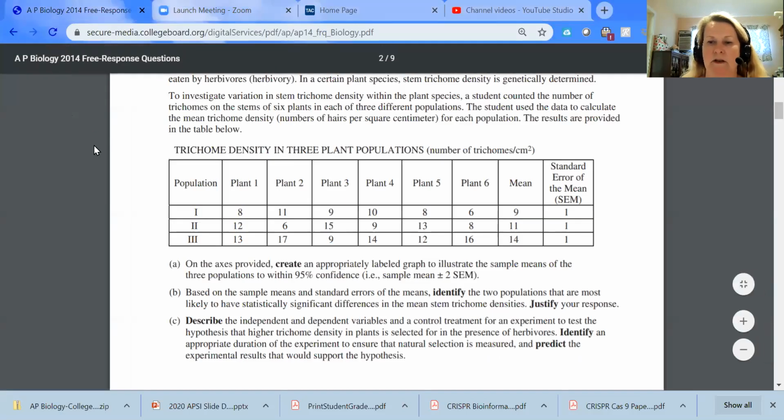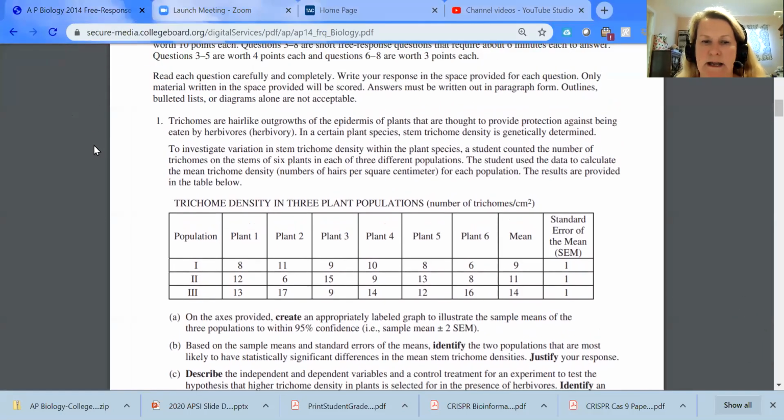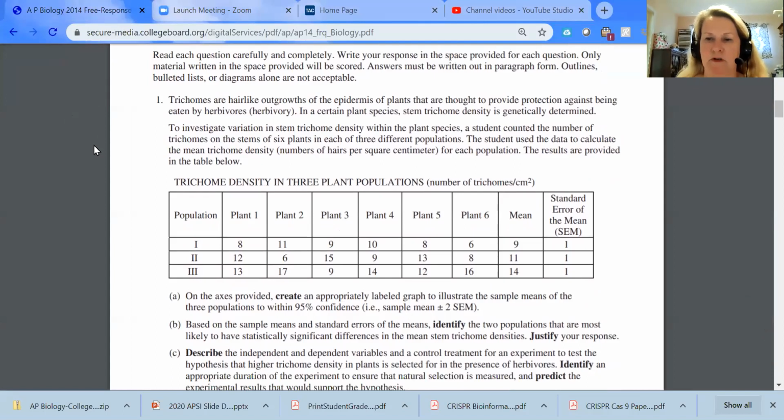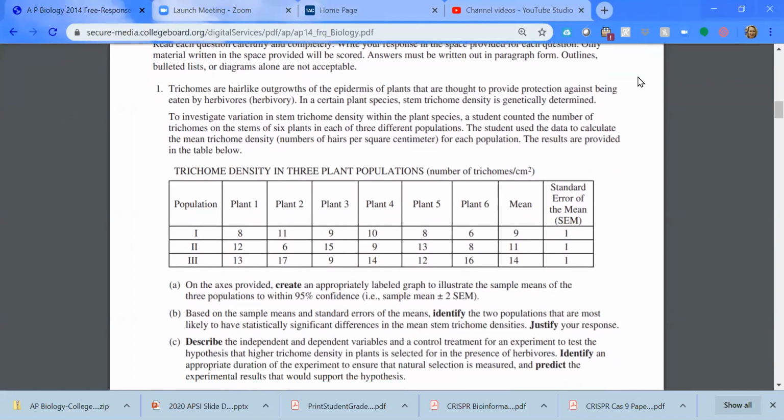Okay, this was the 2014 AP Biology exam, question number 1, which is the first time they ever put 95% confidence intervals on the AP exam. So the question read as follows. Trichomes are hair-like outgrowths of the epidermis of plants that are thought to provide protection against being eaten by herbivory. In a certain plant species, stem trichome density is genetically determined.